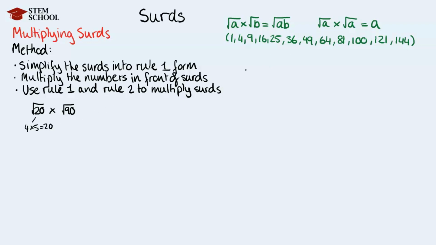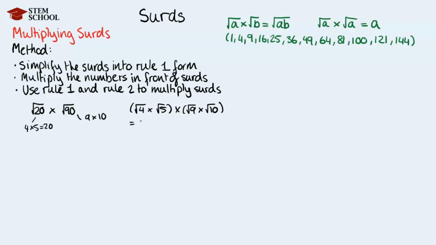Let's do the 90. What square number times what makes 90? I know that the square number 9 can come in, so we have 9 times 10, okay? We just rewrite it in the form of rule 1. So root 20 is the same as writing root 4 multiplied by root 5. And then we're going to multiply it by root 9 by root 10. So I've rewritten it in the same process of simplifying surds. So we can simplify this now.